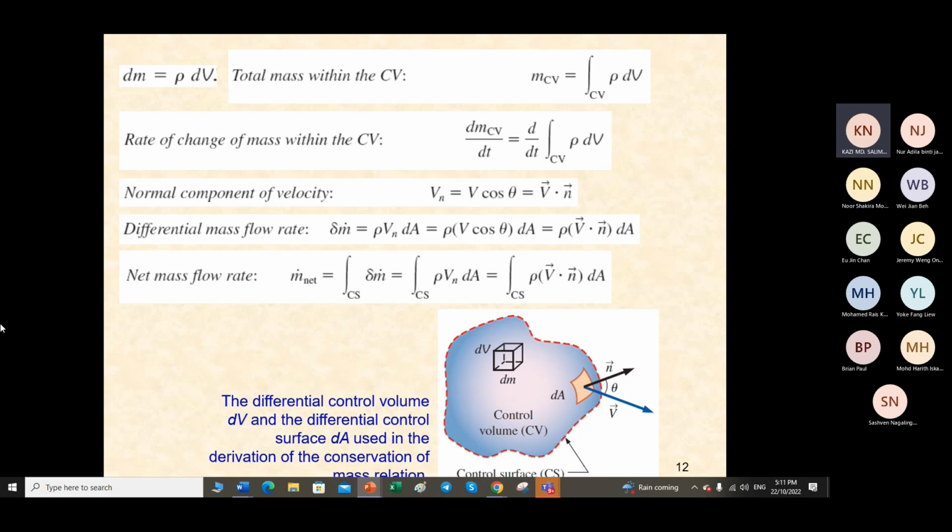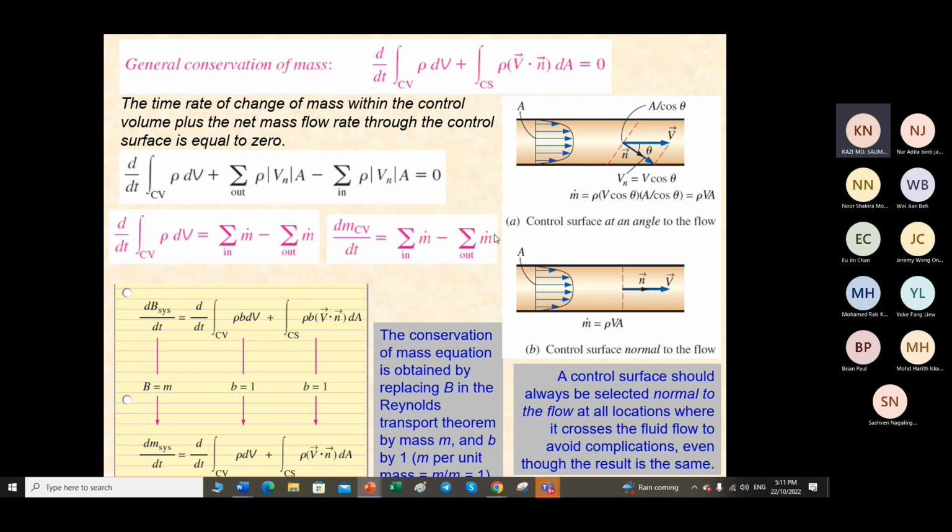So with this understanding, we move on further. The general conservation of mass equation can be written down as d/dt of rho dV, which is the linear component, plus this component, which is perpendicular to the flow direction. The total will be 0 because what is coming in is rho V dV and what is going out is rho V into dV.